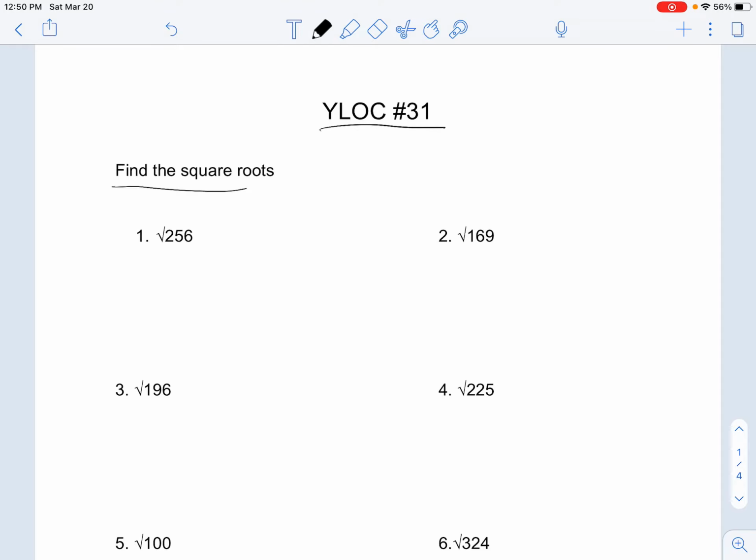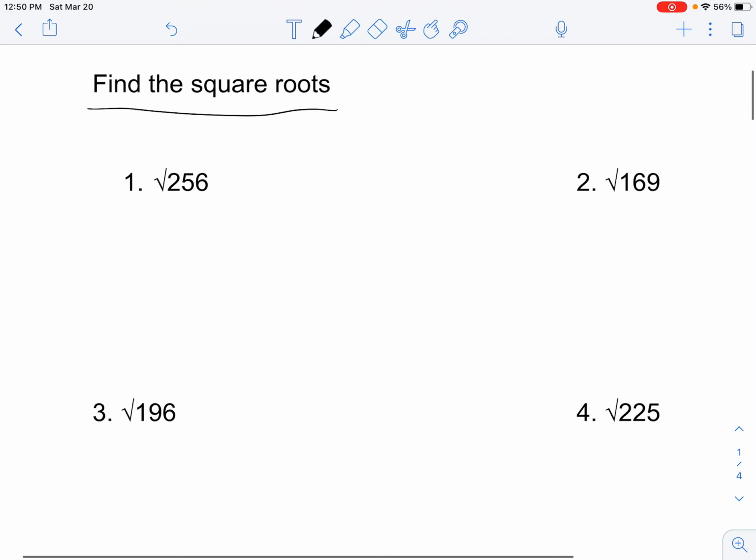So basically we're reviewing square roots again. Remember, the square root of 256 is just a perfect square of 16, which means if you multiply 16 and 16, you'll get 256 as a result.